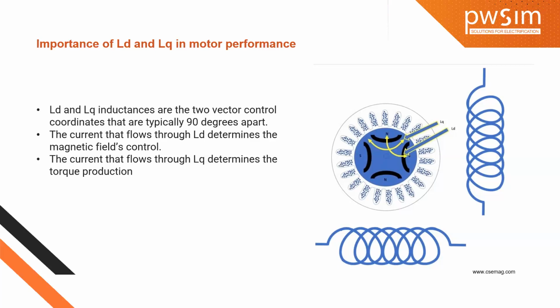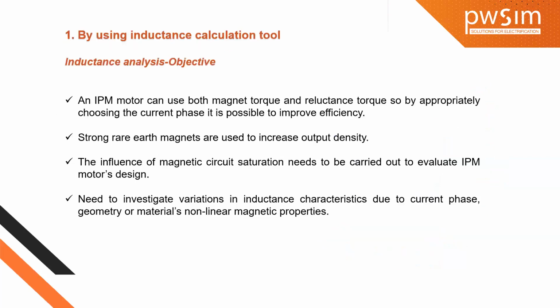Similarly, the current that flows through Lq, the quadrature inductance, is responsible for torque production. If you have some issues regarding the torque, such as a required amount of torque needing to be generated, or some of the torque is not generating, or something is mismatching, we can handle that here. So for both magnetic field control and torque production control, we need Ld and Lq.